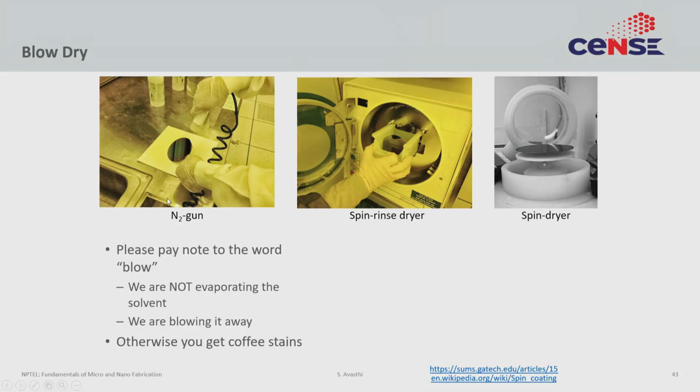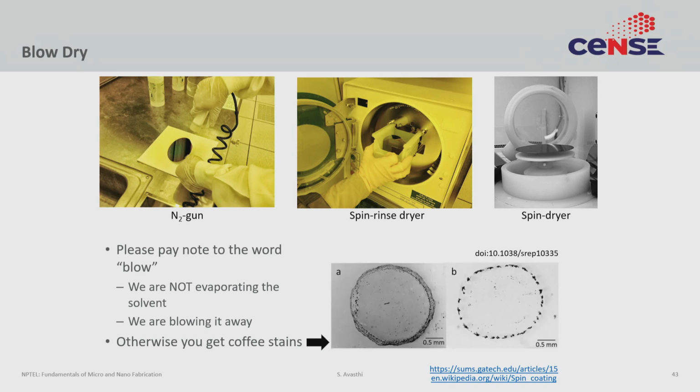Lastly, once you are done with rinsing, there is typically a step of blowing dry the wafer. Please pay note to the word blow. The idea is not to dry the liquid on top. The idea is to push the liquid off the wafer onto some absorbent cloth. So you don't want to dry the water, because when you dry water on a surface, you tend to form stains. For example, this is what I call coffee rings. If you have ever noticed, coffee that dries on top of a table will leave a stain.